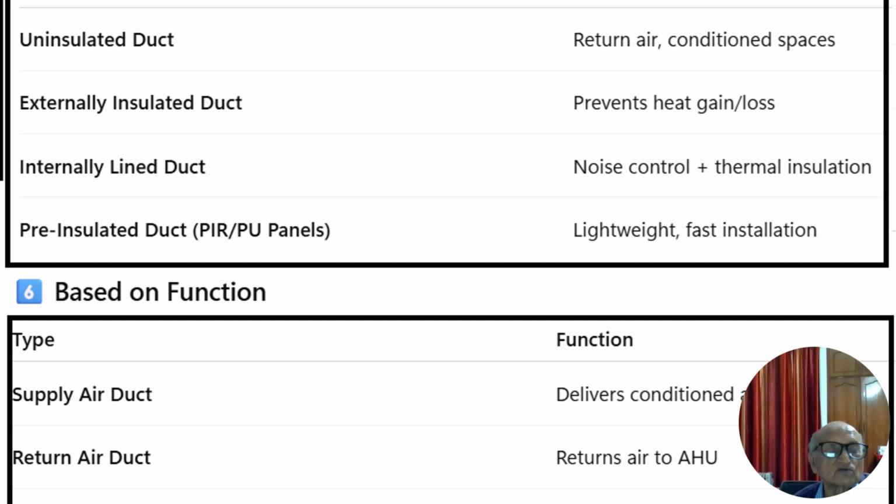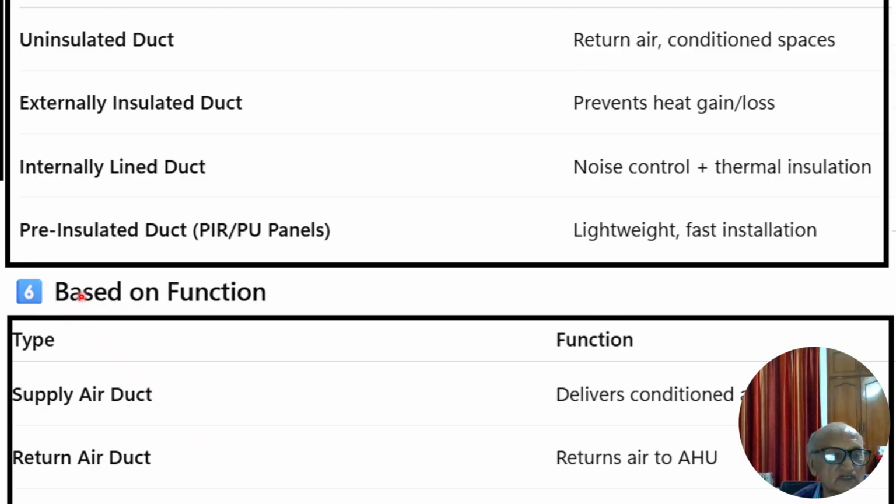Friends, something more on ductwork. First, uninsulated ducts are used for return air in conditioned spaces. Externally insulated ducts prevent heat gain and loss. Internally lined ducts are used for noise control and thermal insulation. Pre-insulated duct, that is PIR or PU panels, is lightweight and fast to install.